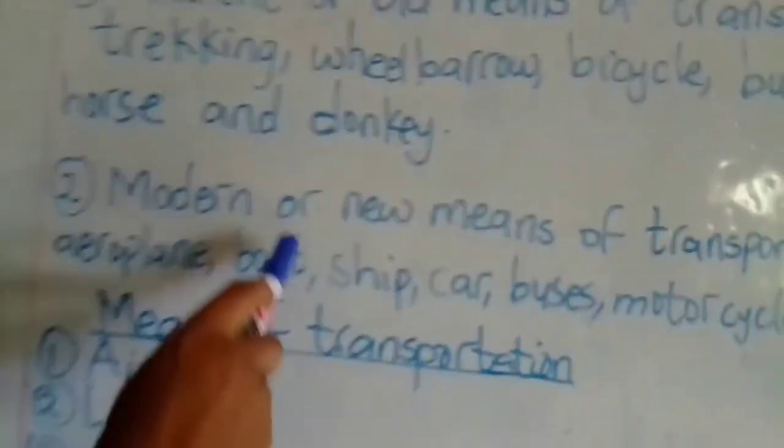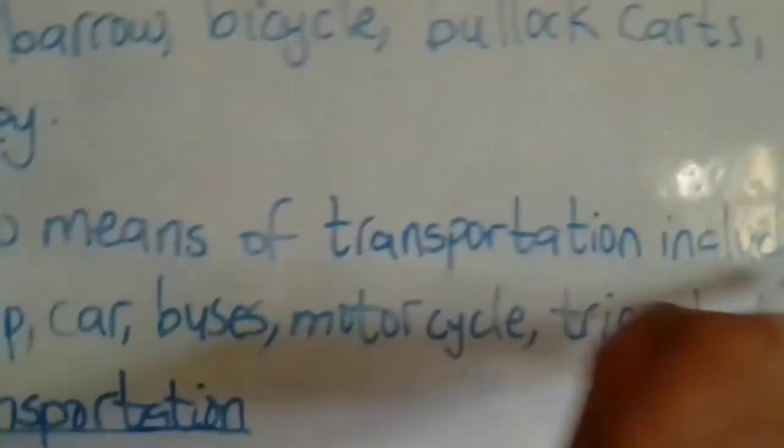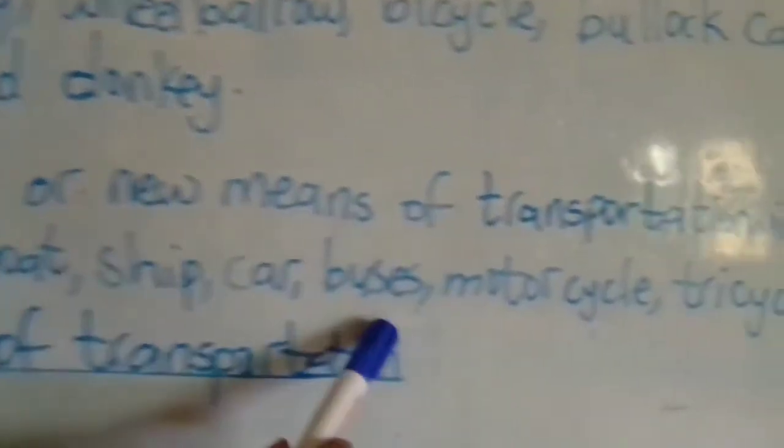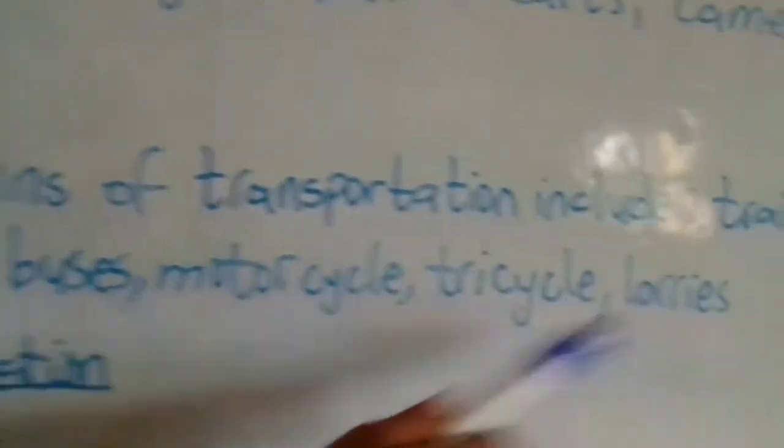And then the modern or new means of transportation include train, aeroplane, boat, ship, car, buses, motorcycle, tricycle, and lorries.